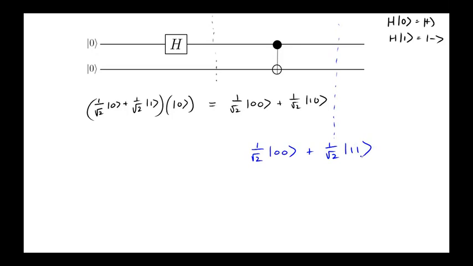I hope you recognize this state. This is our Bell state. Okay, so here's a circuit that starts with 2 qubits initially in the 0 state, and what it does is it entangles them into a Bell state.